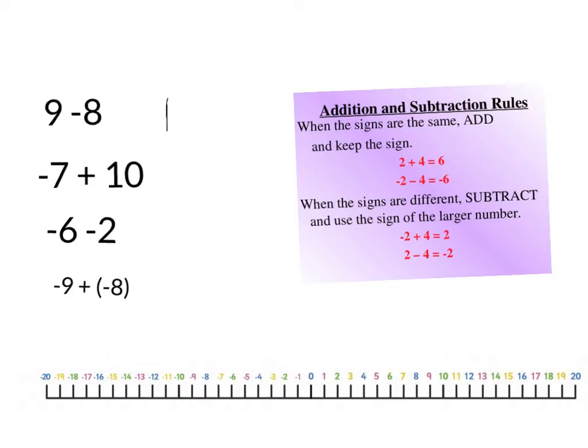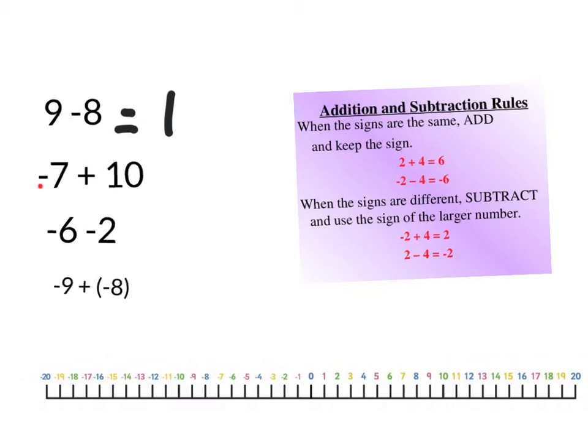But if we were going to go to the actual rules, let's see what we had to do. Are the signs the same? Plus and a minus. No, so they're different. When the signs are different, subtract and use the sign of the larger number. So 9 subtract 8. And then use the sign of the larger number. The sign of the larger number is the 9, not the 8, so we're going to use a positive. So it's just plus 1.